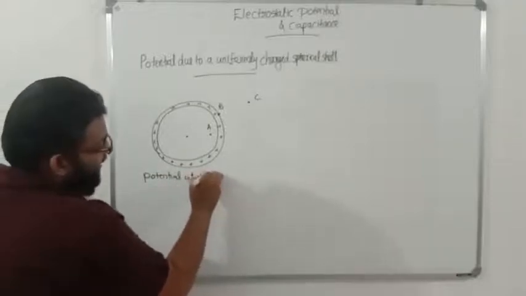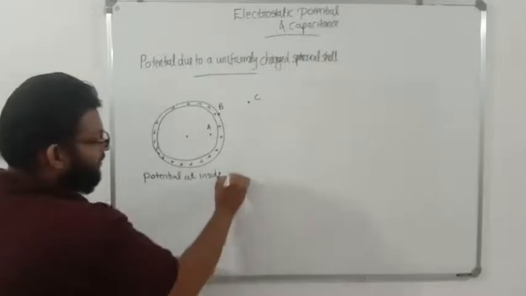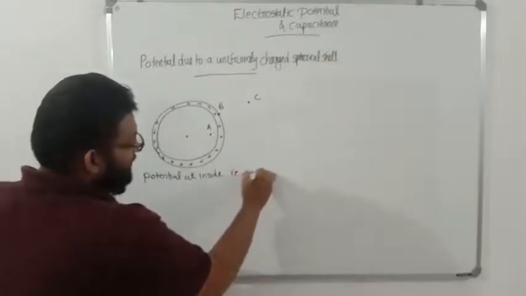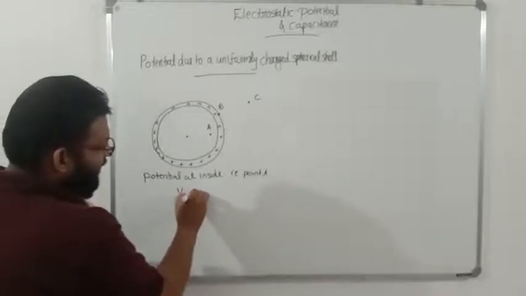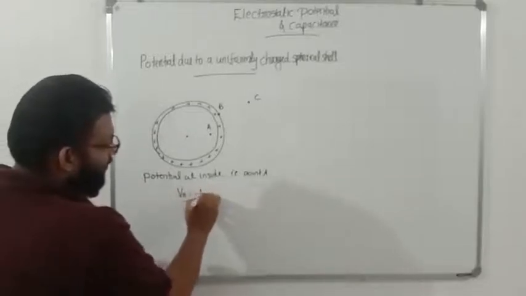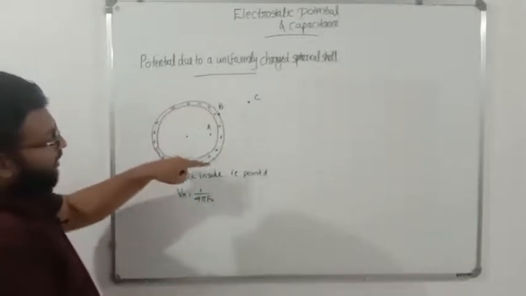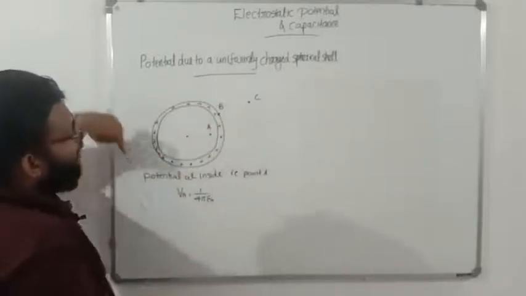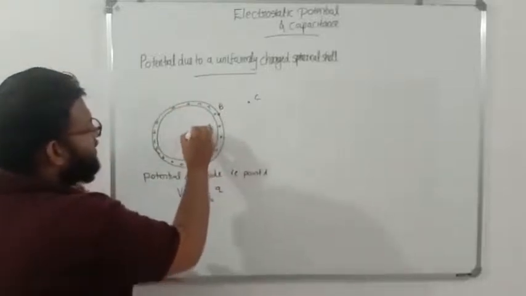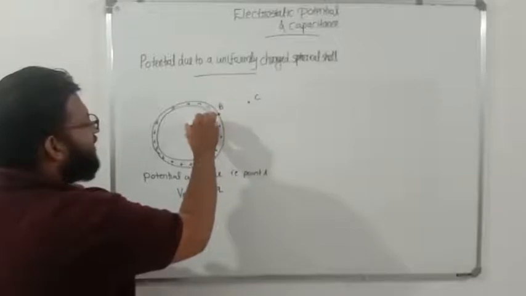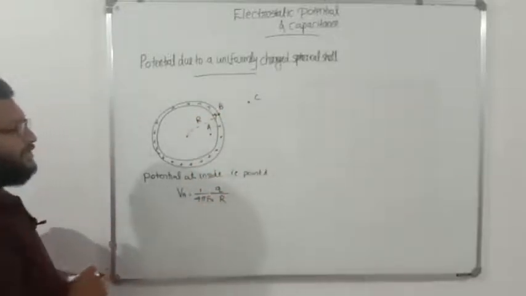at an inside point. Potential at inside, that is point A. We can mark it as VA. It is nothing but 1 by 4 pi epsilon 0. Suppose the total charge distributed over the shell is Q and the radius of the shell is R. It is nothing but 1 by 4 pi epsilon 0 Q by R.